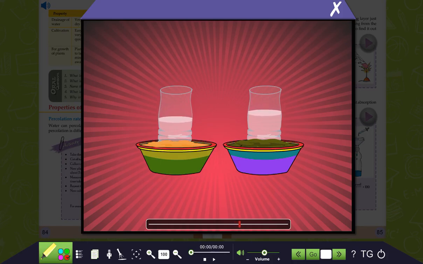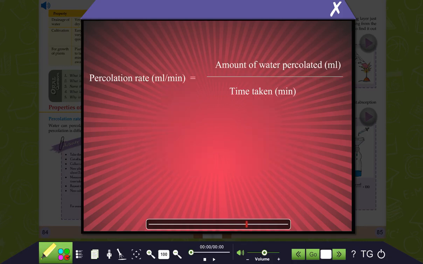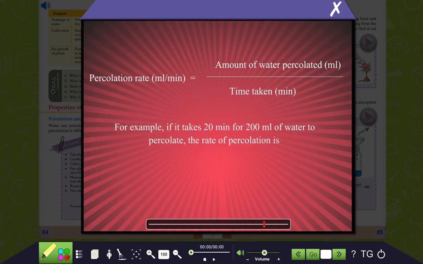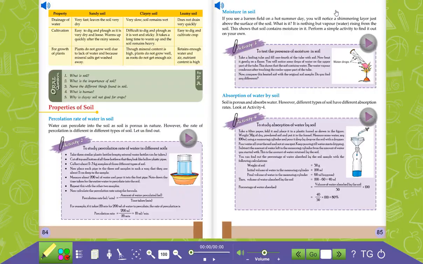Now, calculate the percolation rate using the formula: percolation rate (milliliters per minute) is equal to amount of water percolated (milliliters) divided by time taken (minutes). For example, if it takes 20 minutes for 200 milliliters of water to percolate, the percolation rate is equal to 200 ml by 20 minutes, which is equal to 10 ml per minute.